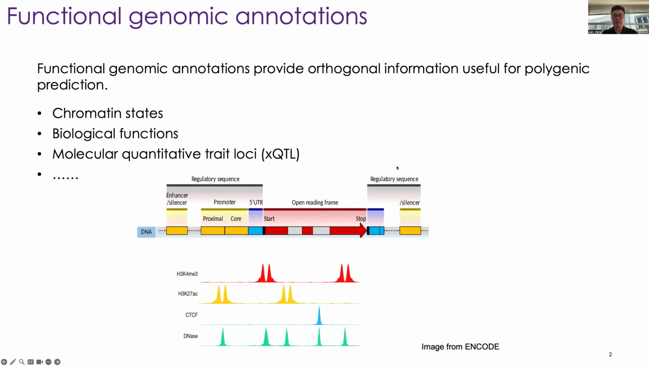While LD helps us to tag the causal variants, annotations can help us assess whether a SNP is biologically plausible as causal and can potentially inform how we should weight these variants in the prediction equation.